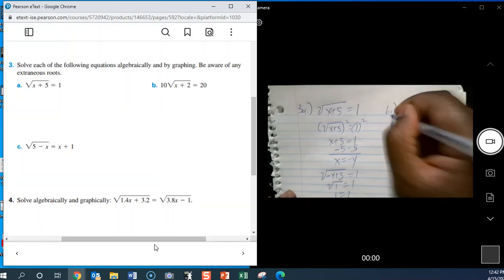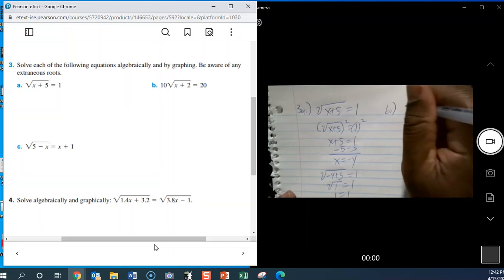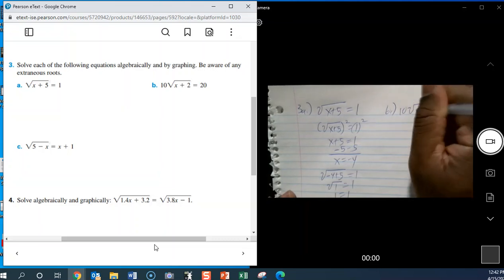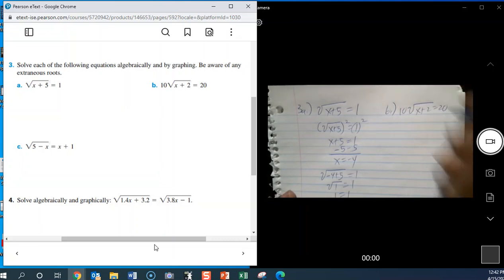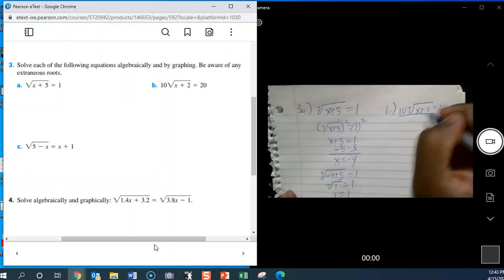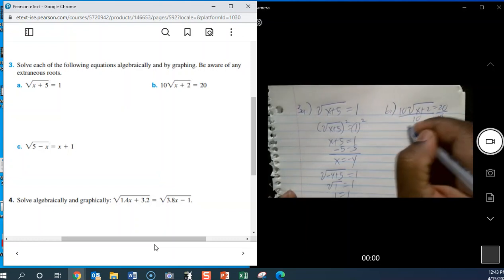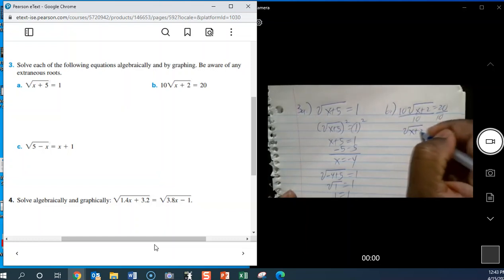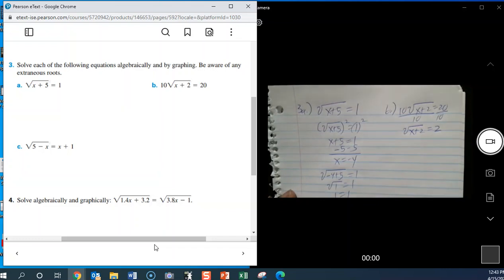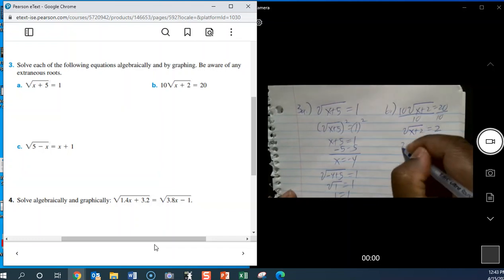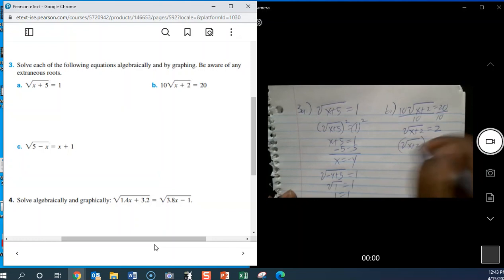So now we look here at b. We have 10 times the square root of x plus 2 is equal to 20. We divide each side by 10 first. So this would be the square root of x plus 2 is equal to 2. Now we would square both sides, and this would be x plus 2 is equal to 4. Subtract 2 on both sides, and x is equal to 2.